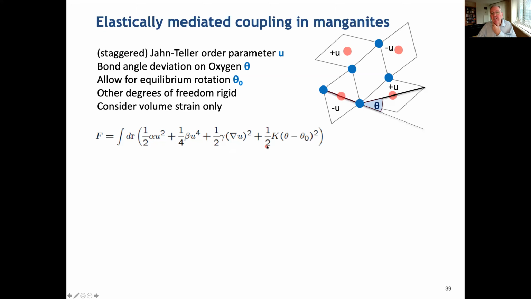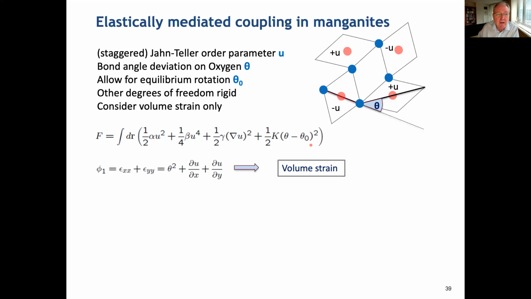And then I've added, just arbitrarily, some elastic constant for bending this bond relative to the equilibrium rotation. So there's an equilibrium rotation, and then there's fluctuations about this. So I'll propose that as a free energy. Now, that's actually not really very encouraging, because I've written down a free energy with 2 degrees of freedom, but I haven't coupled them. And I should now explain why they get coupled.